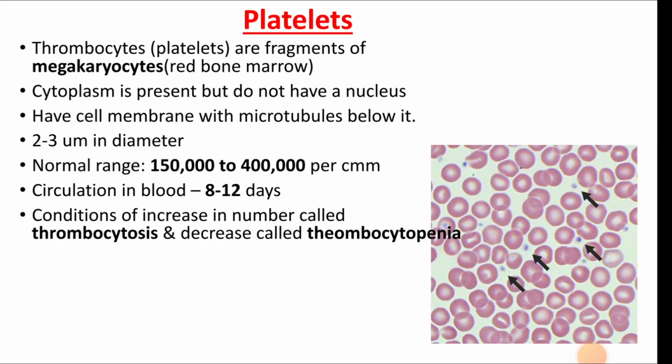The normal count in the blood is about 1.5 lakhs to 4 lakhs per cubic mm of blood. Their lifespan is 8 to 12 days. The condition of increase in number is called thrombocytosis and the decrease is called thrombocytopenia.